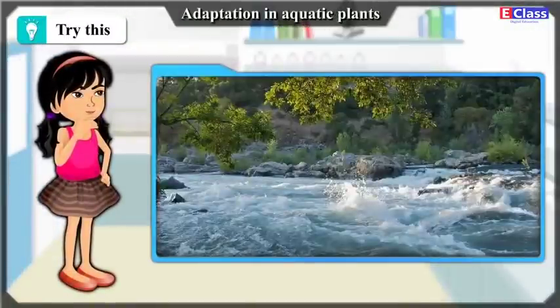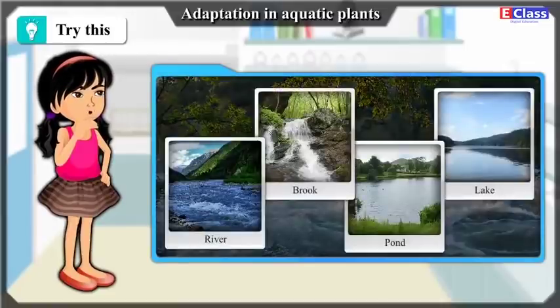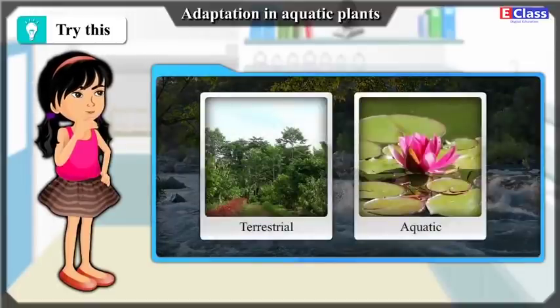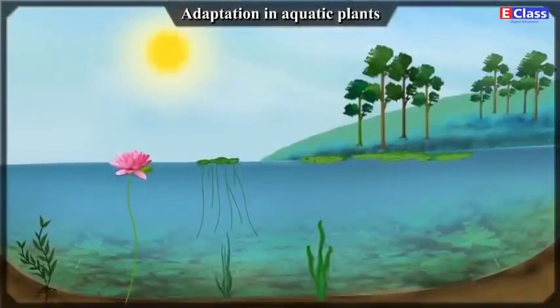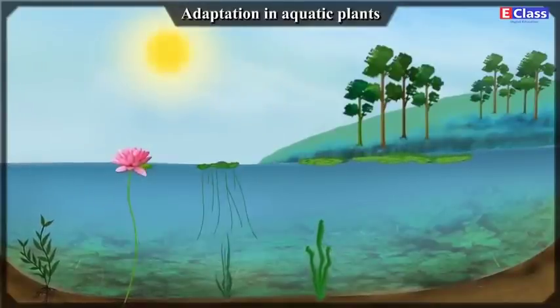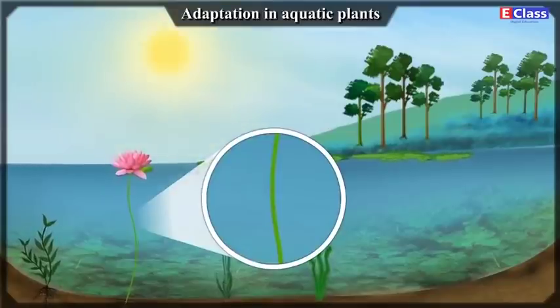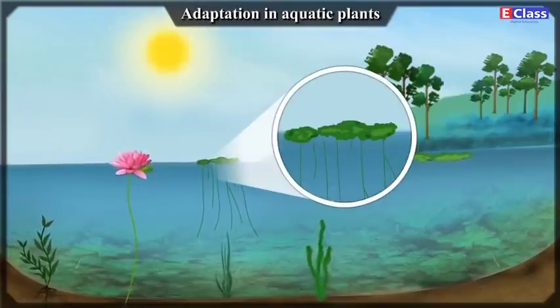Adaptation in aquatic plants. Visit various water bodies such as a river, brook, pond, lake in your surroundings. What differences do you observe between terrestrial and aquatic plants? Some of the aquatic plants are firmly rooted in the soil at the bottom of the water bodies. Their stems are submerged, while leaves and flowers float on the surface. However, some plants are entirely afloat.